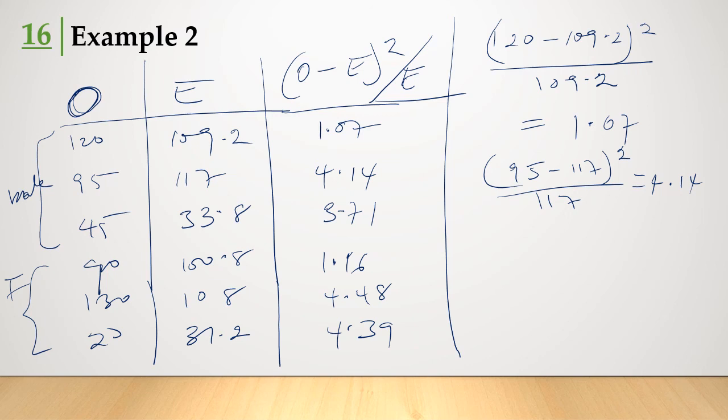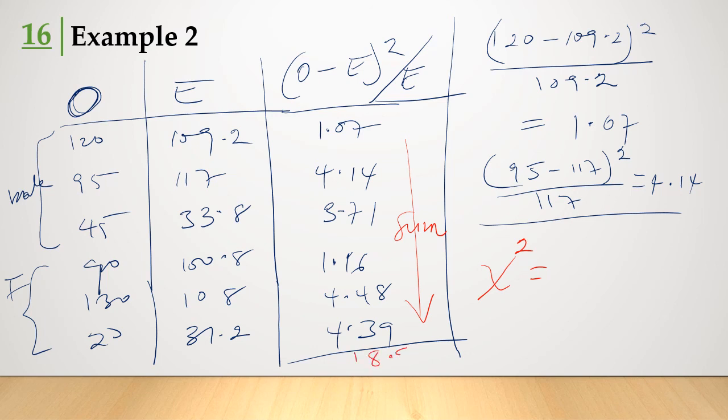All right, so that is not all. We need to sum this up. Just sum all these, and that will give us the chi-square statistic. So we sum all that, and we should have 18.95. So our chi-square statistic is equal to 18.95. That is how we do the calculations for a chi-square test of independence.